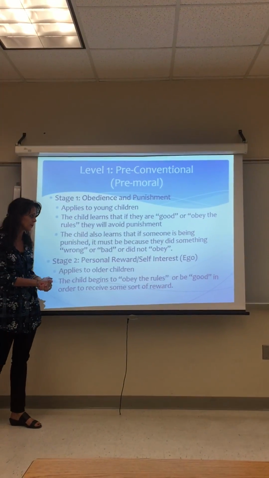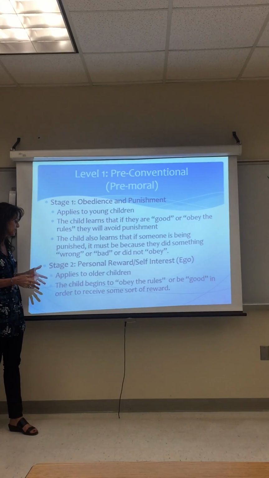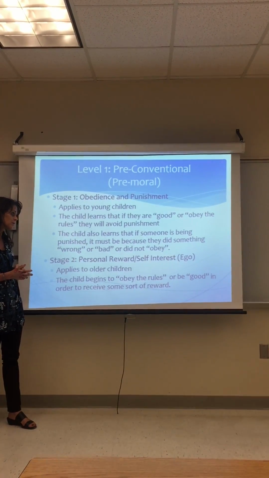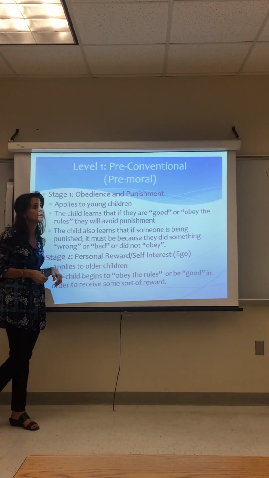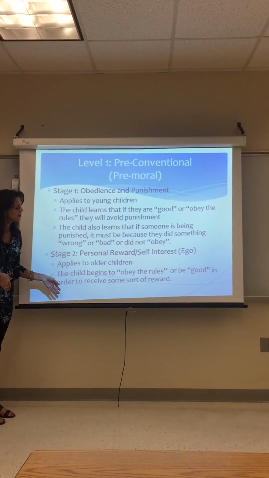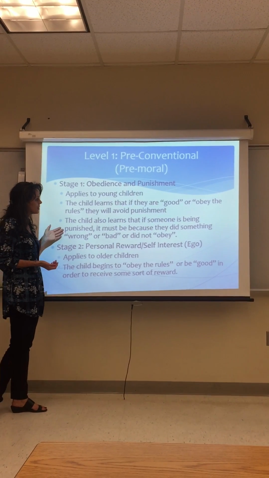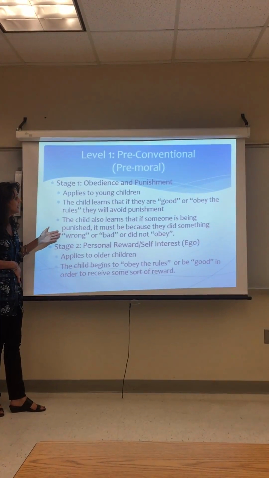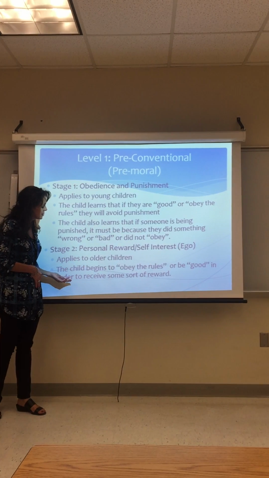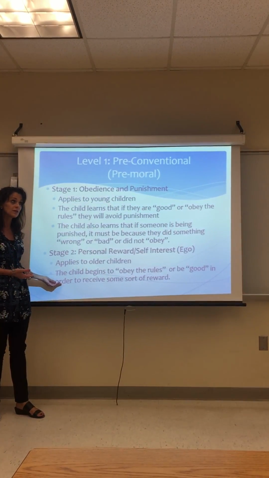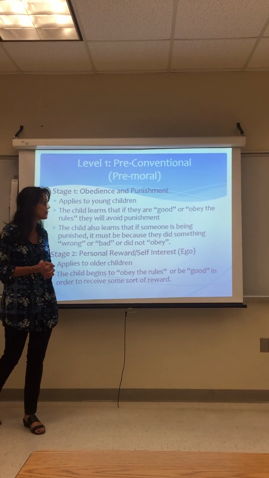Stage 2, the personal reward, self-interest or ego stage, applies to older children. The child begins to obey the rules or to be good in order to receive a reward. We can all think of examples, kind of like I mentioned with the kindergartner walking on the line. I found this section to be an interesting thing to think about for us in this class that we're taking right now.